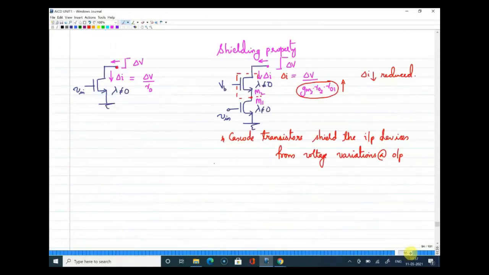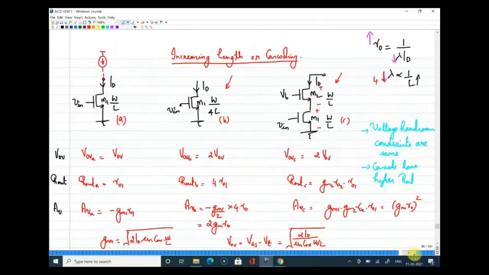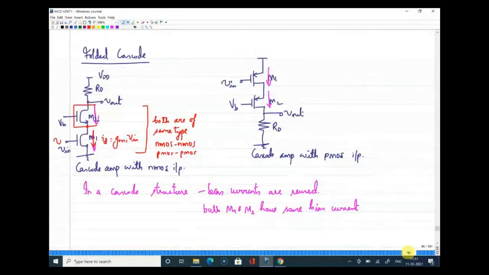And then we saw the shielding property, and after that we saw cascoding versus increasing length, and we observed that in cascoding you will have the same overdrive requirement as in the case of an increased length structure, but output impedance wise cascoding is better.